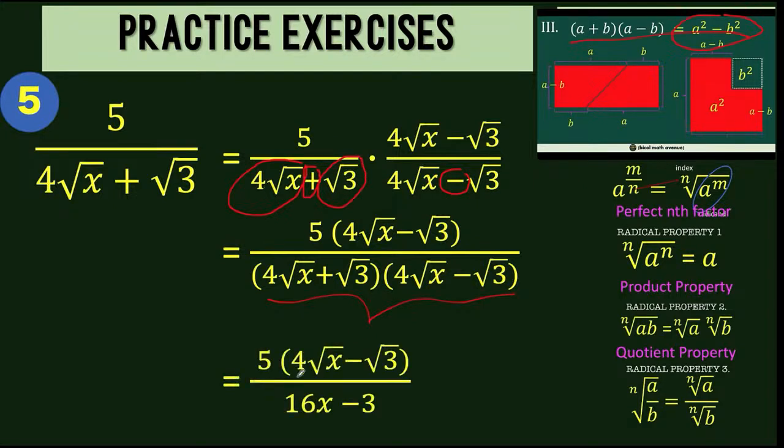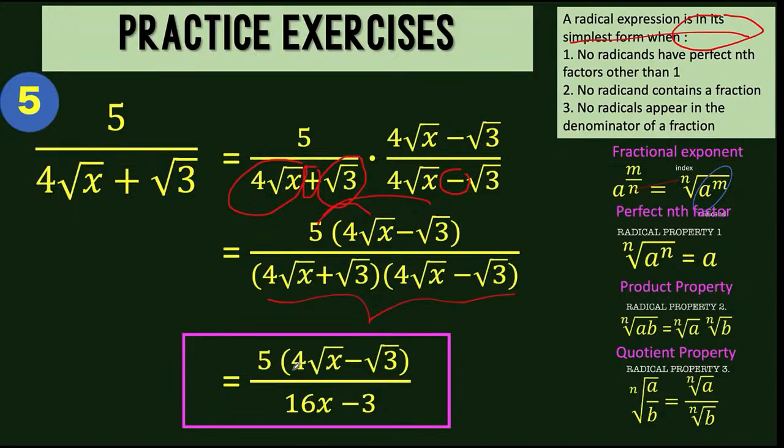The square of 4 is 16. The square of the square root of x is x. The square of the square root of 3 is 3. And put the minus sign. As simple as that. For the numerator, we simply multiply these two factors. We can still apply the distributive property of multiplication over addition, but for now, this is already an acceptable answer.